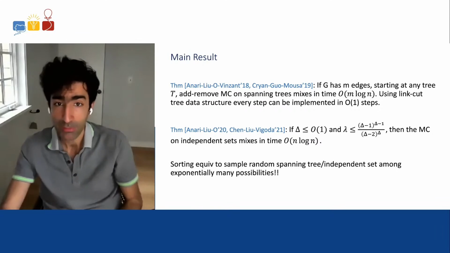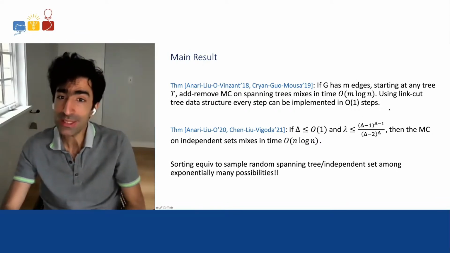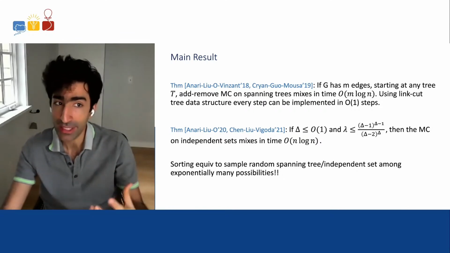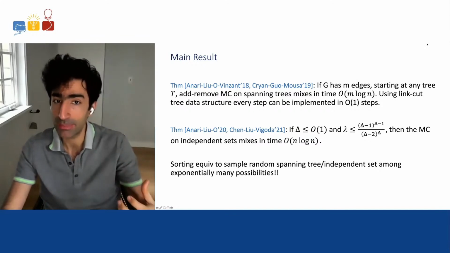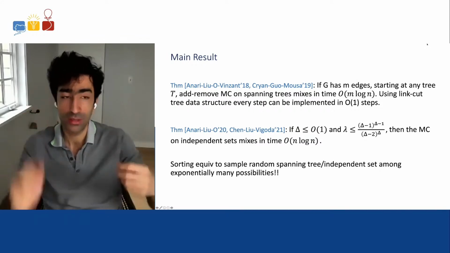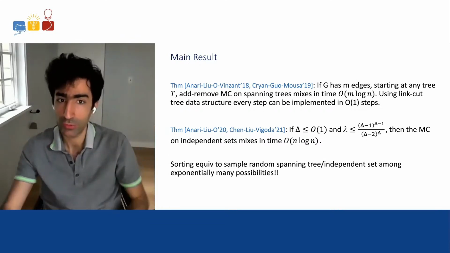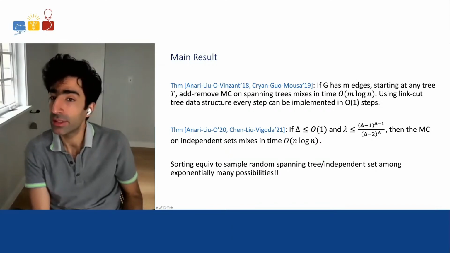Here are two theorems we have proven recently, together with some other people. The first one says that, let's say you have any graph G with m edges, you start at any spanning tree T, and you run this add-remove Markov chain I just talked about, meaning that each time you add an edge not in the tree, and then in the cycle you remove a uniformly random edge. Then this Markov chain mixes in time m log n.